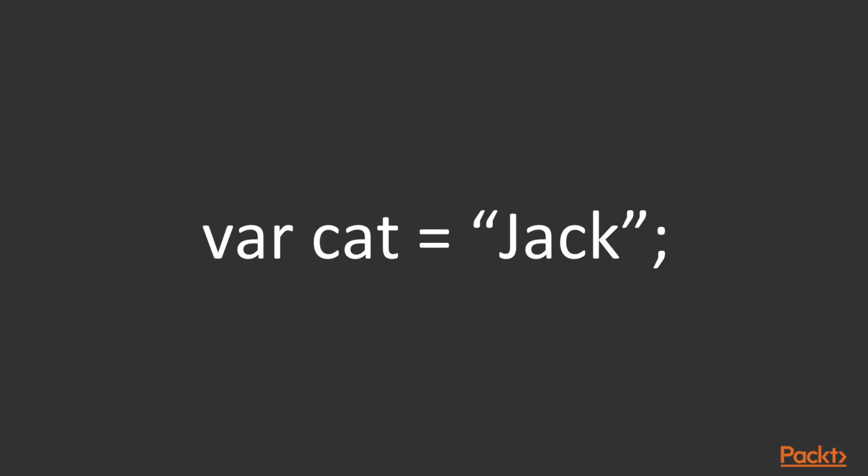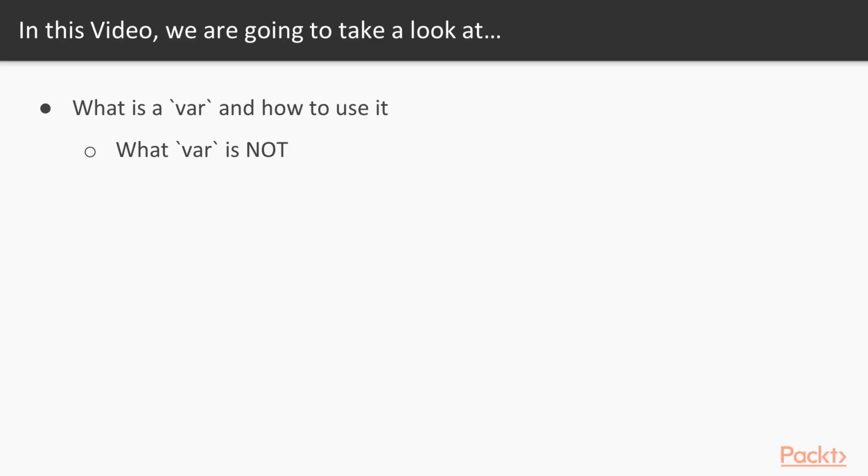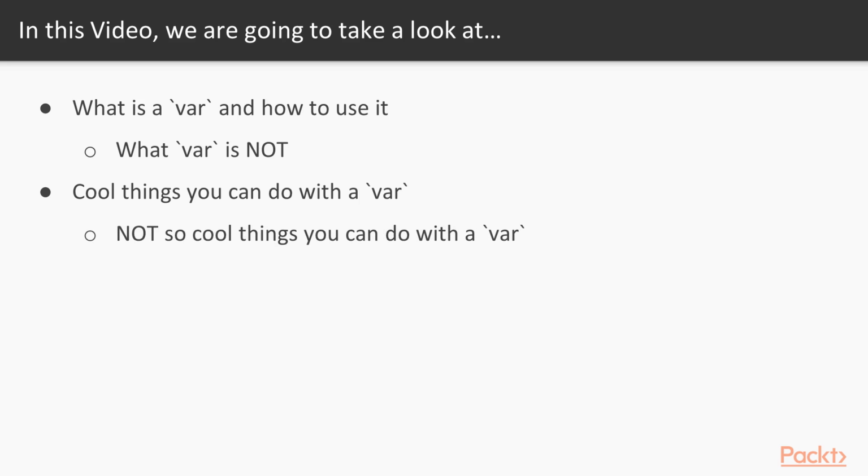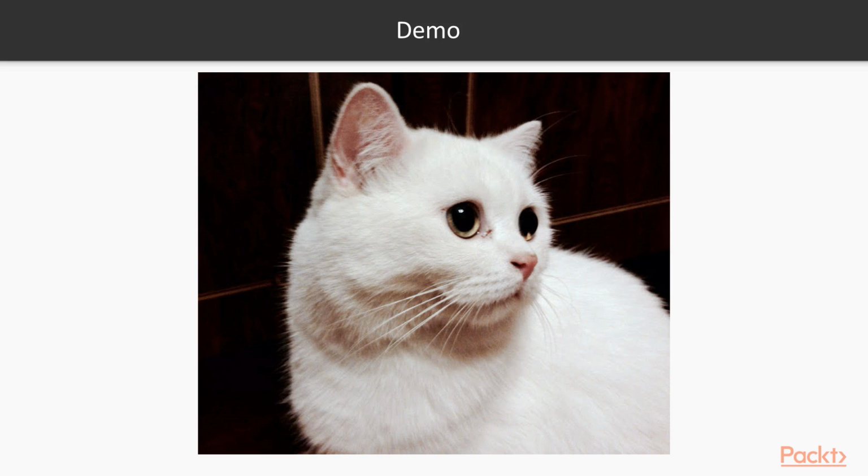Local variable type inference, also known as the var syntax, looks like this. It looks simple, but we will spend an entire video to experiment with it, and you will see why. So, in this video, what is var and what it's not? We will do some cool and unexpected things with var. And we will also outline bad practices, not so cool things you can do with the var. It will be very hands-on. Let's get started with the demo with cats.